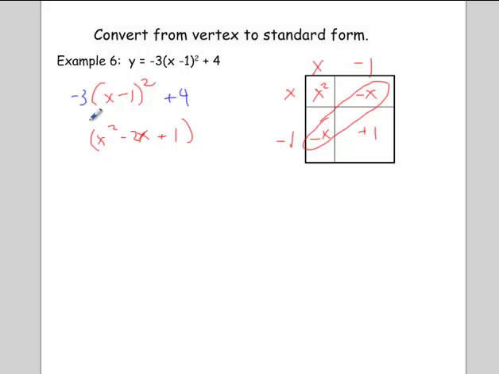Now everything else, that a value and the c value come into play. I now distribute the a value to all three of these terms. So I'm going to get negative 3x squared plus 6x minus 3. And then now bring down the c, add 4, and I got one more like term to simplify. Negative 3 plus 4 is plus 1, so negative 3x squared plus 6x plus 1. And I can bring down my y, and we're all set with that.